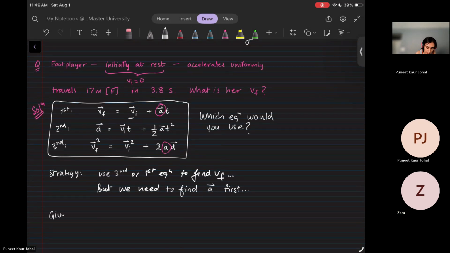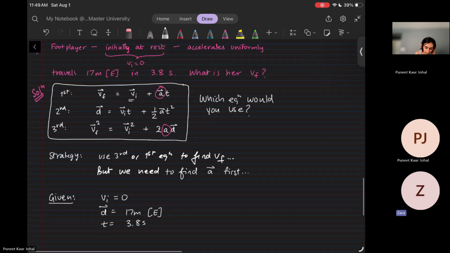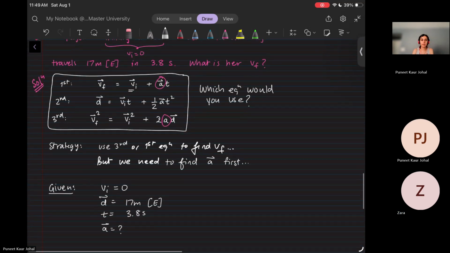Let's state what we're given. Initial velocity we're given is 0. Displacement we're given is 17 meters in the east direction. And time we're given is 3.8 seconds. And the first goal is to find acceleration. Now, maybe this will help. Now think about it. Which of these equations involve all of these variables?